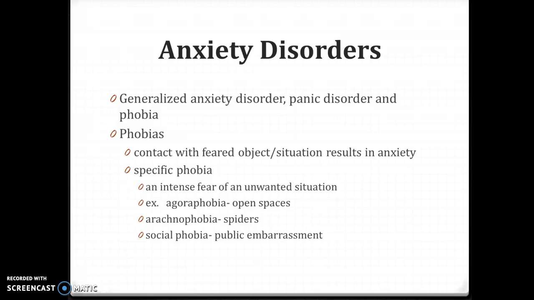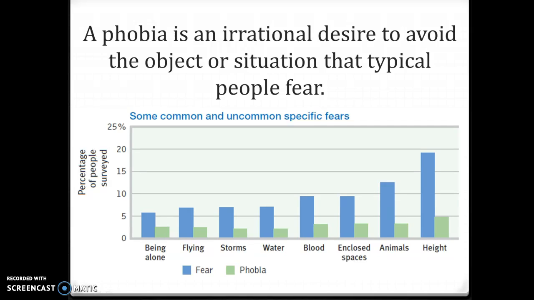So for example, agoraphobia, those are people who are scared of open spaces. So agoraphobics stay in their homes. They're scared to leave their homes. Arachnophobia, the fear of spiders. There's also social phobia, fear of public embarrassment. So those are phobias. And a phobia is different than a fear. A phobia is an irrational desire to avoid an object or situation that a typical person would fear.